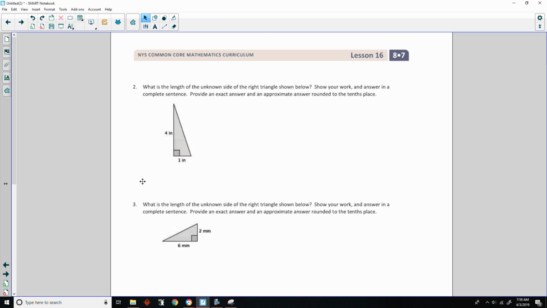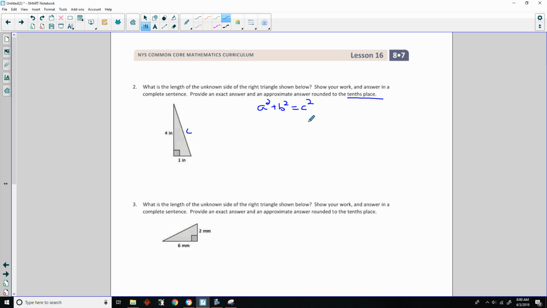Okay, number 2. What is the length of the unknown side of the right triangle shown below? Show your work and answer in a complete sentence. Provide an exact answer and an approximate answer rounded to the tenths place. Okay, so we're going to let C be the length of the hypotenuse. The first thing I always have my students do is write the formula. A squared plus B squared equals C squared.